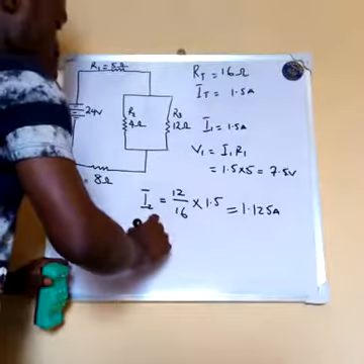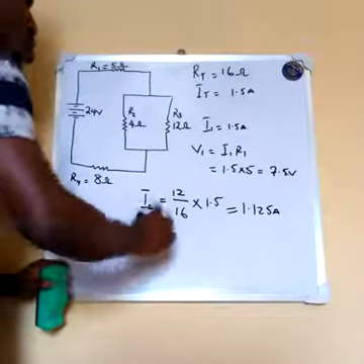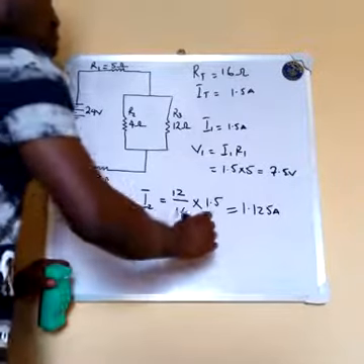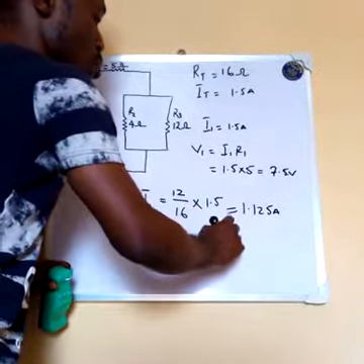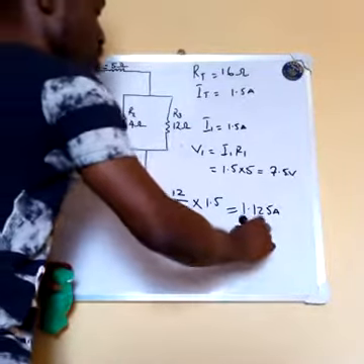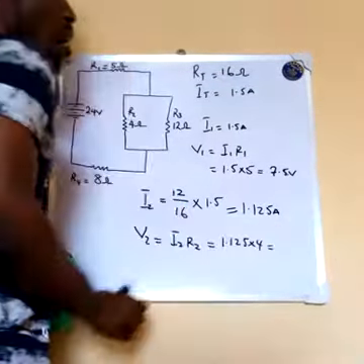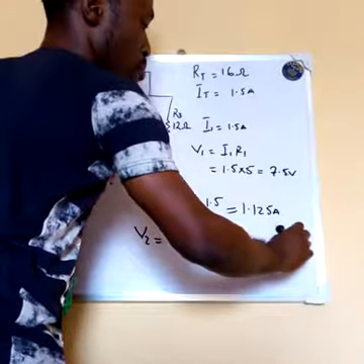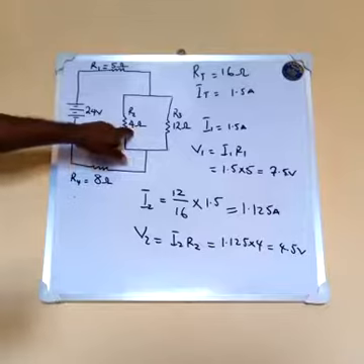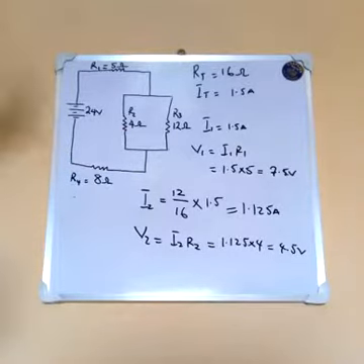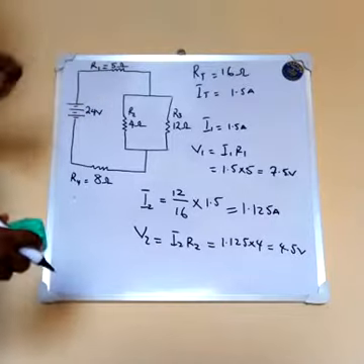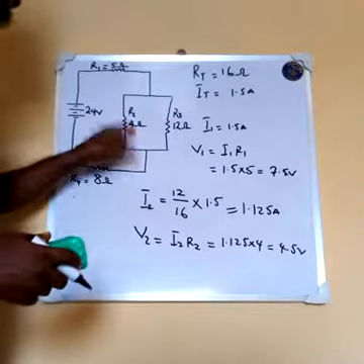So the V2 voltage in the second resistor will be I2 times R2. So you go on and say I2, 1.125 times R2, which is 4. So you have 4.5 volts. That is 4.5. So 4.5 drop here. Don't forget it was 24, then 7.5 drop here, then 4.5 drop here.